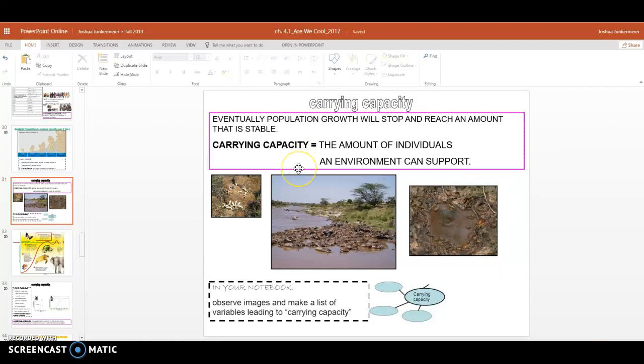So if any species goes up to the carrying capacity, they don't grow anymore. The population will stop growing because there's just too many. Go ahead and pause the video, and in your notebook, write slide 31 and copy down the definition of carrying capacity right here.